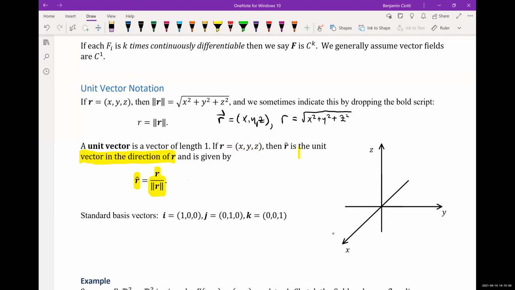So let me give a quick little example of that. How about if R is the vector 3, 4, 0? So R lives in the xy plane. There's R right there.